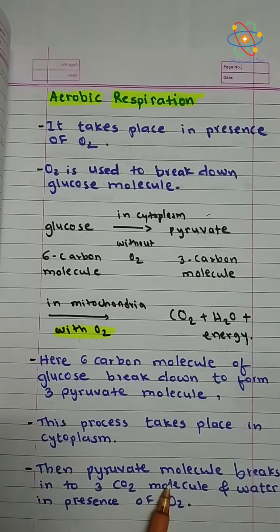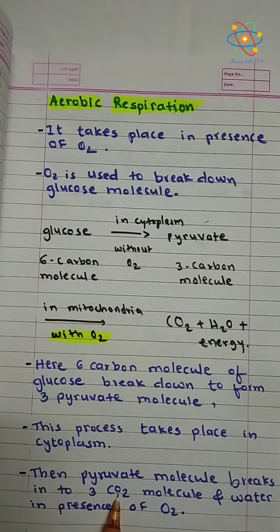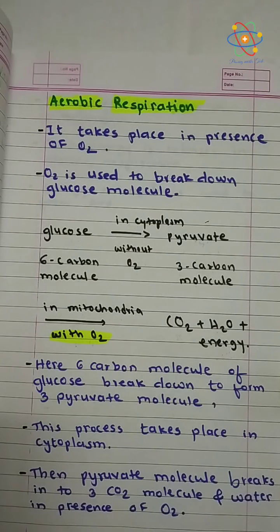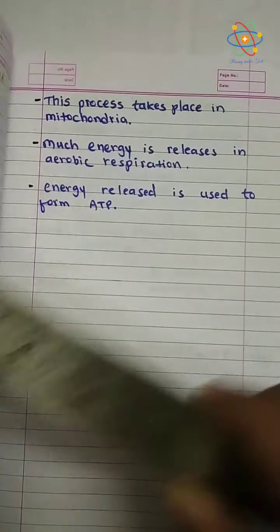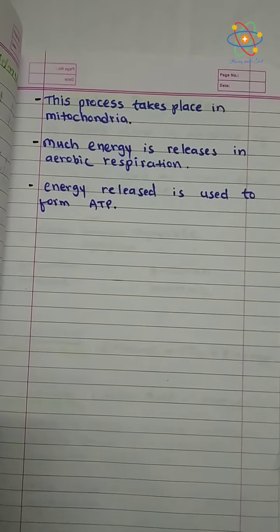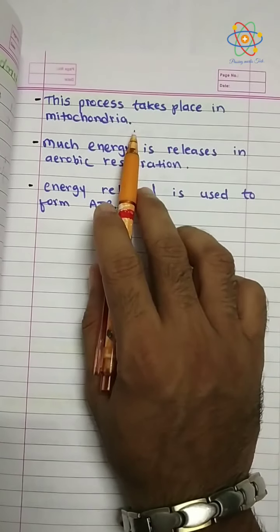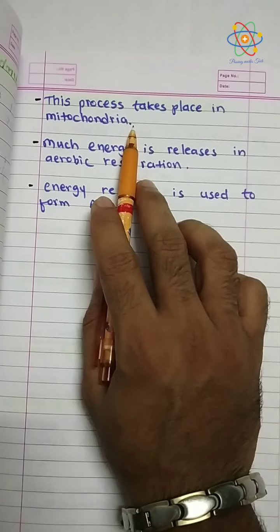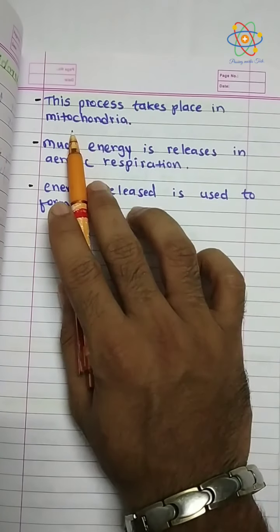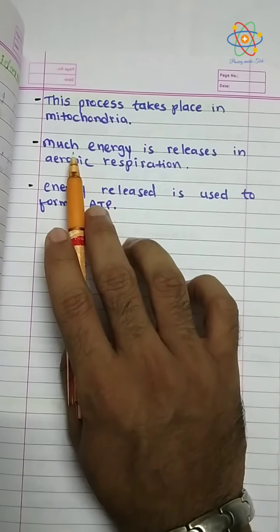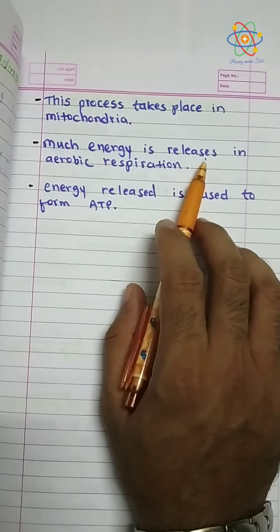Then pyruvate molecule breaks into 3 carbon dioxide molecule and water in presence of oxygen. So here pyruvate gets converted into carbon dioxide, water and energy in presence of oxygen. Next is, this process takes place in mitochondria. So pyruvate is converted into carbon dioxide and water along with energy production in mitochondria part of the cell. Much energy is released in aerobic respiration.